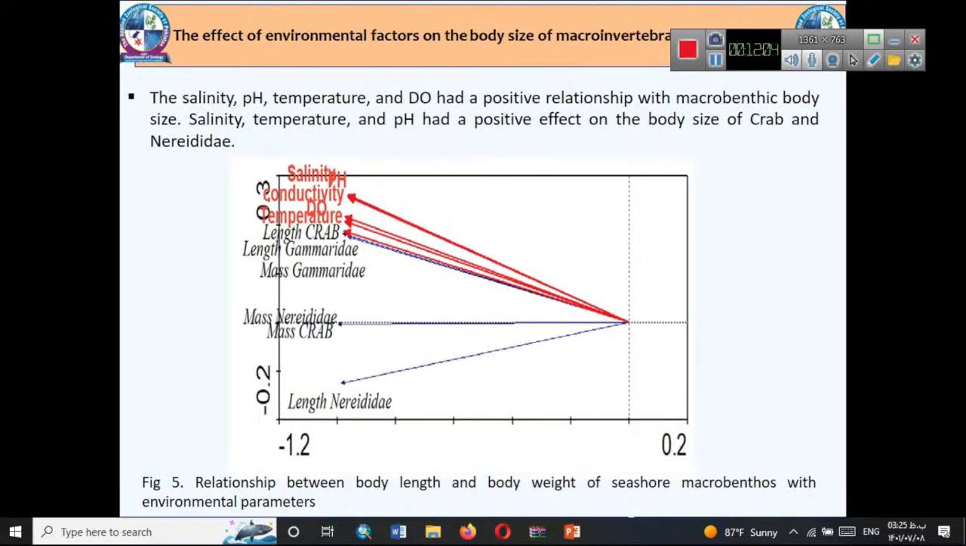Okay, and now we can see my favorite slide. Is the effect of environmental factor on the body size of macroinvertebrates, the Caspians. The first axis as the basis of correlation analysis mentioned that salinity, pH, temperature, dissolved oxygen had a positive relationship with macrobenthic body size, and salinity, temperature, and pH had a positive effect on the body size of crab and Nereidia.